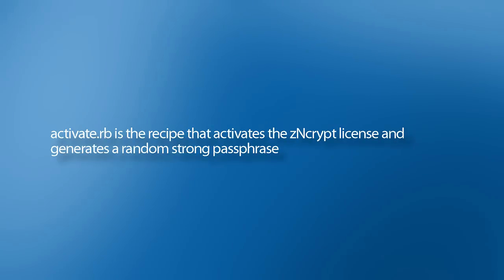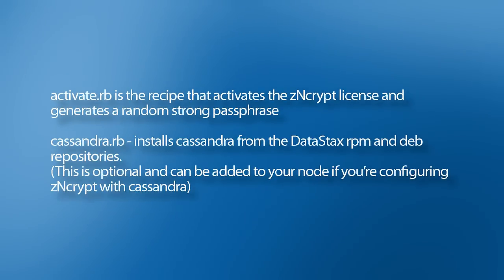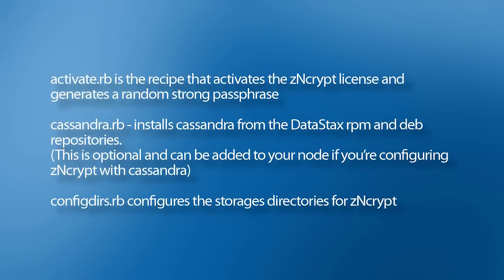Activate.rb is the recipe that activates the zEncrypt license and generates a random, strong passphrase. Cassandra.rb installs Cassandra from the DataStax RPM and Deb repositories. This is optional and can be added to your node if you're configuring zEncrypt with Cassandra.